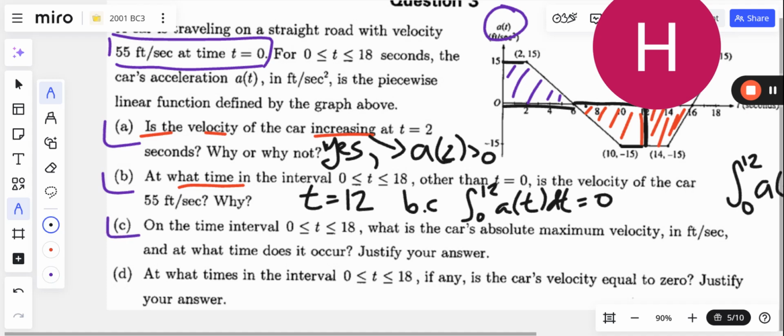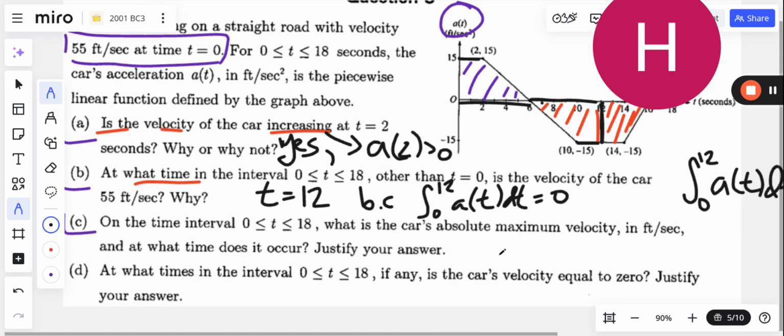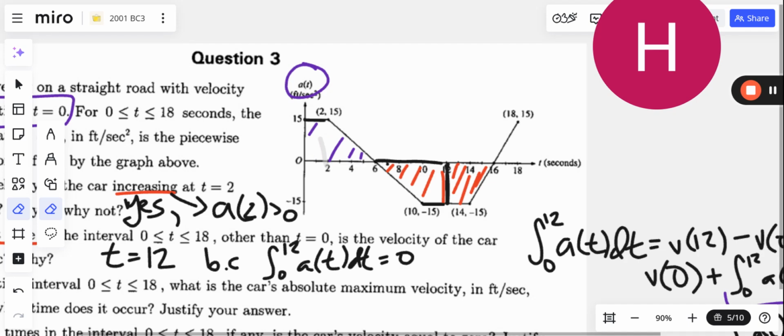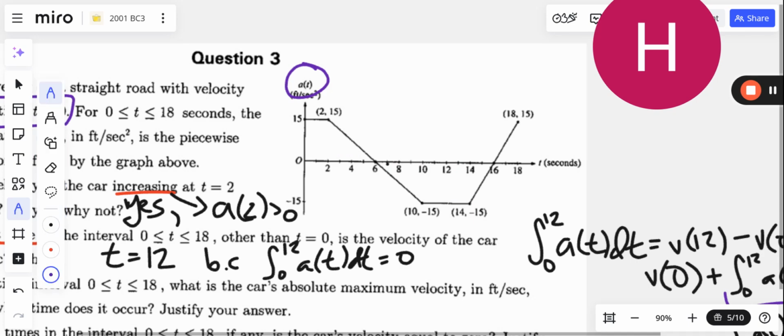Part C: on the time interval from 0 to 18, what is the car's absolute maximum velocity, and when does it occur? Well, we kind of worked through a little bit of this, but let's look through it again, left to right. This graph tells us the change in the velocity. Anytime we have a positive, we are kind of like adding to the velocity.